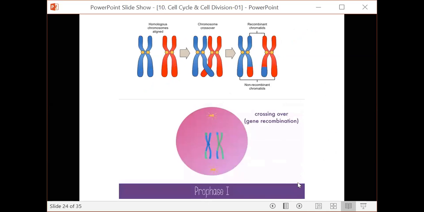Crossing over, same thing, prophase one within the meiosis. So basically what is happening is what we are getting over here, as I said, a new kind of chromosome, to say technically. So the new child that is formed, the newborn child that is developing, will have characteristics of both mother and father in them.